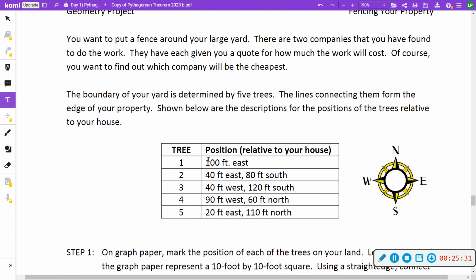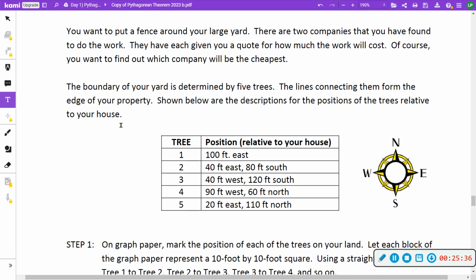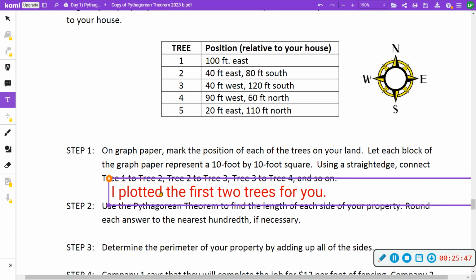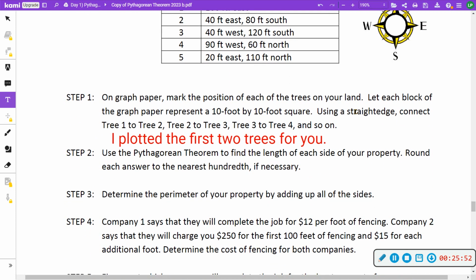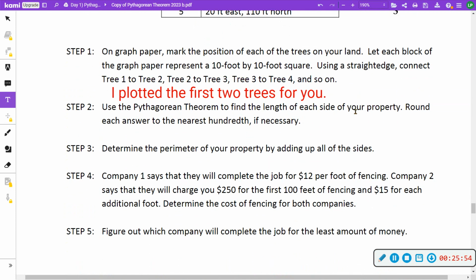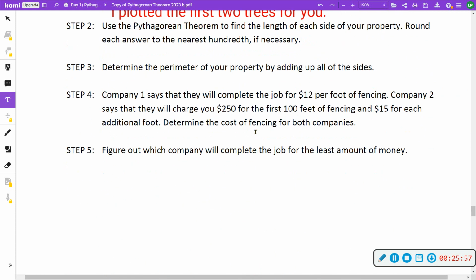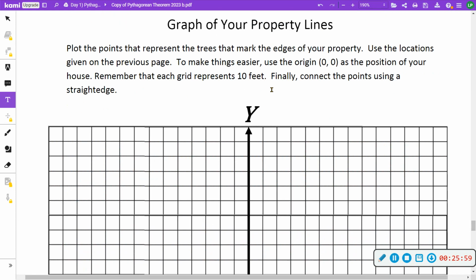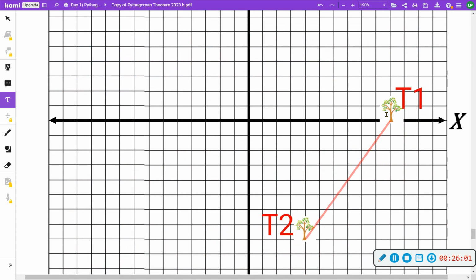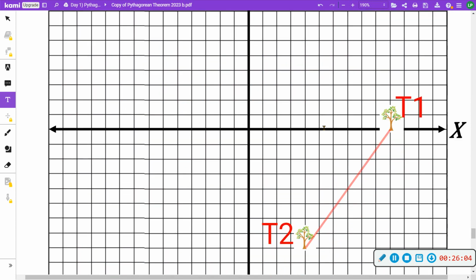You want to put a fence around your large yard. They each give you a quote, and the boundary of your yard is determined by 5 trees, and the lines connecting them form the edge of your property. What you're going to do is plot your 5 trees here, and I went ahead and plotted the first 2 trees for you. You're going to let each space be 10 foot by 10 foot, and you're going to go through all these steps. Again, the first 2 trees are here. You're going to fill in the other trees.